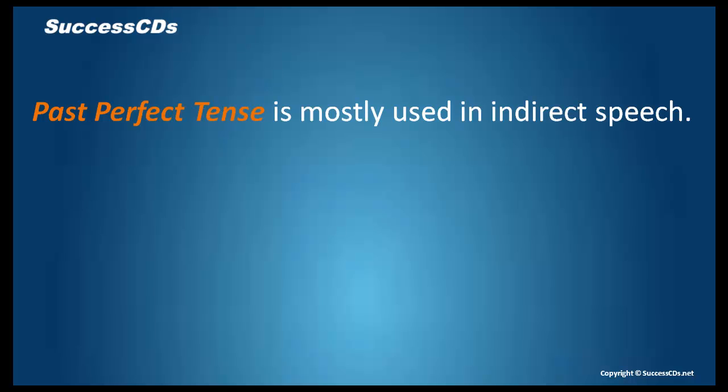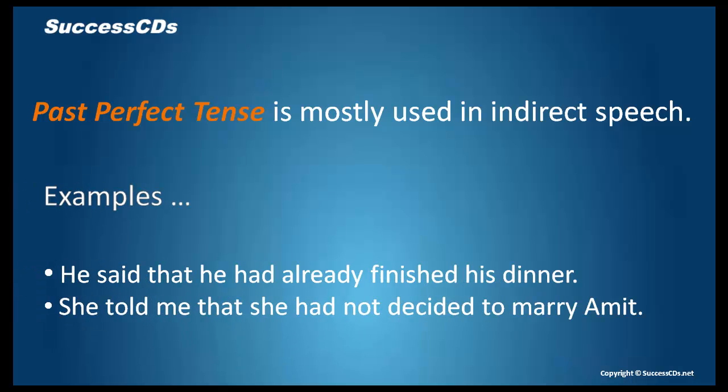Past perfect tense is mostly used in indirect speech. Examples, he said that he had already finished his dinner. She told me that she had not decided to marry Amit.